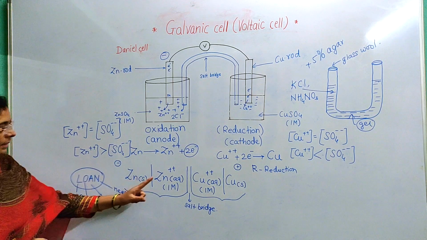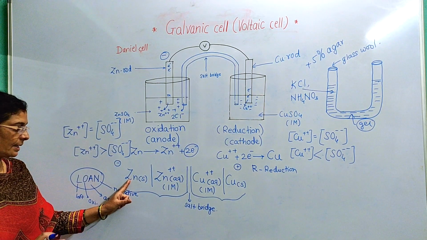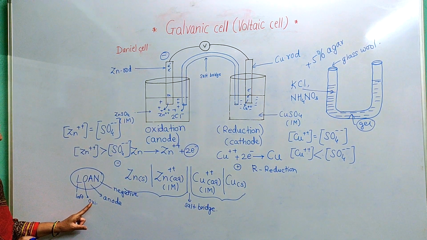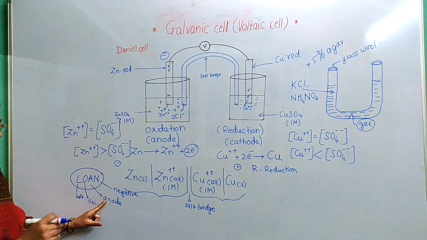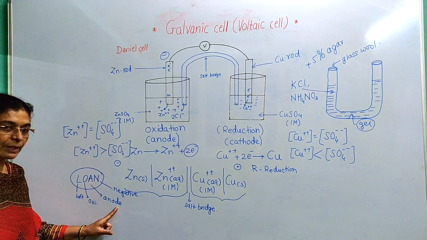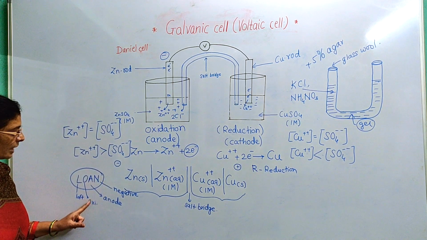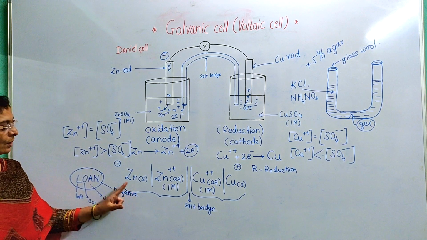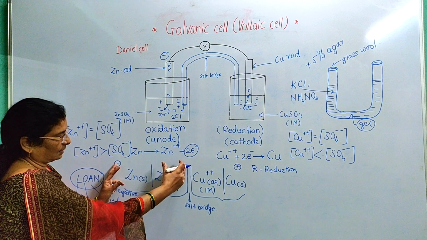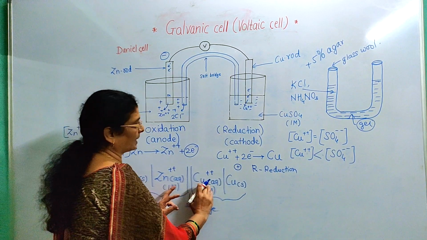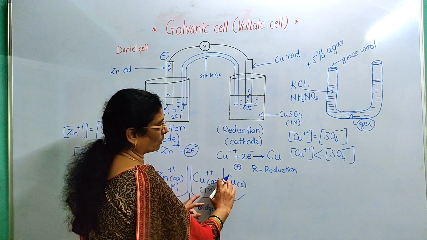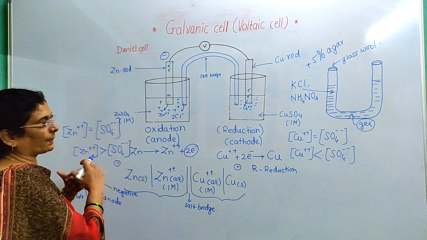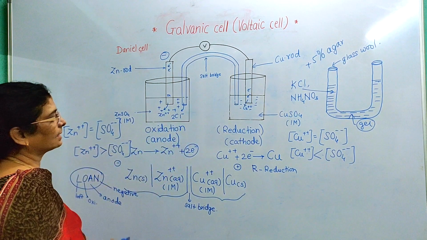L for left. On the left hand side in the representation we have to represent the electrode where oxidation takes place. This electrode where oxidation takes place is called the anode, and it works as the negative electrode. So first you have to represent the negative electrode, and then the positive electrode where reduction takes place on the right hand side. Like this you can represent any galvanic cell.